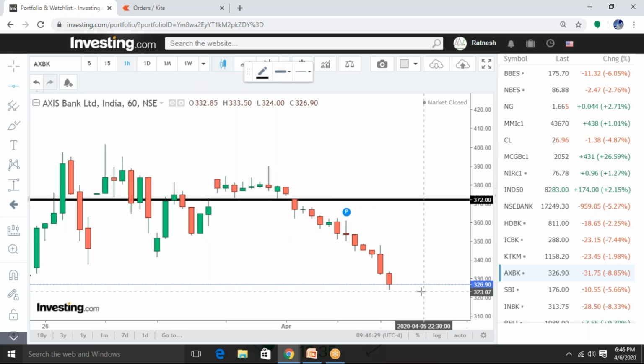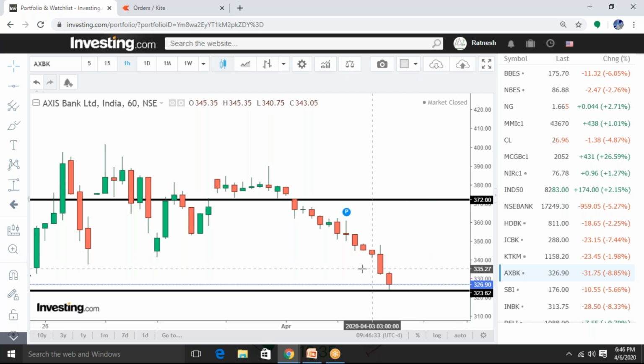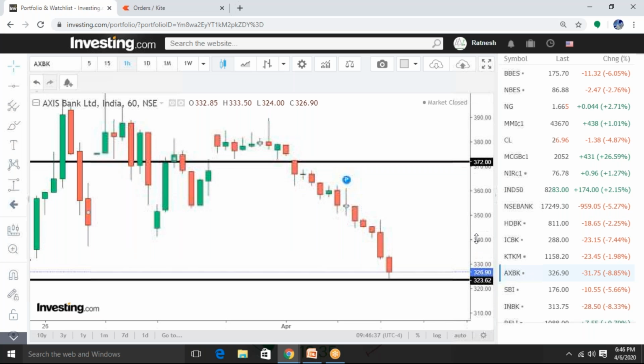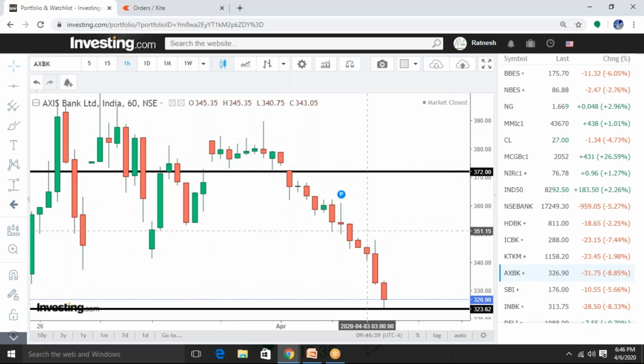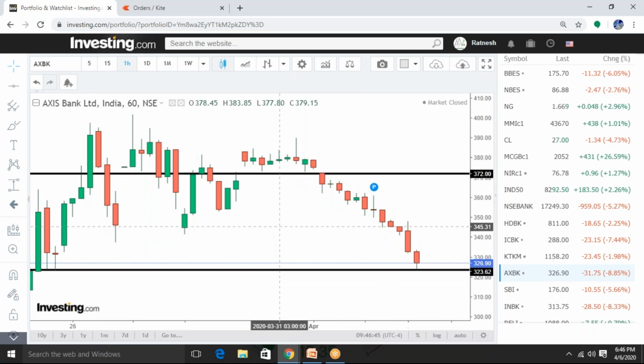This is Axis Bank. This call was also shared by me in my group last day. Okay, Axis Bank sell position. Is it clear, sir, what I am trying to say actually?